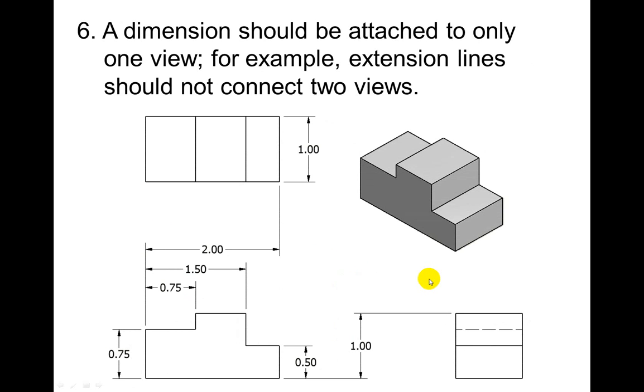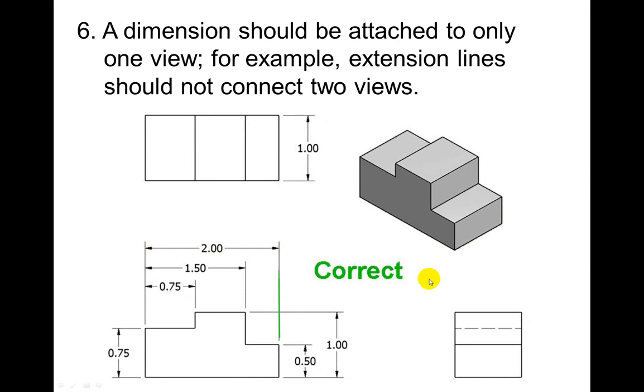A dimension should be attached to only one view. For example, extension lines should not connect 2 views. So you can see the problem here. This would be incorrect. It needs to be on just the front, or just the top, or just the right. Again, this is the correct view.